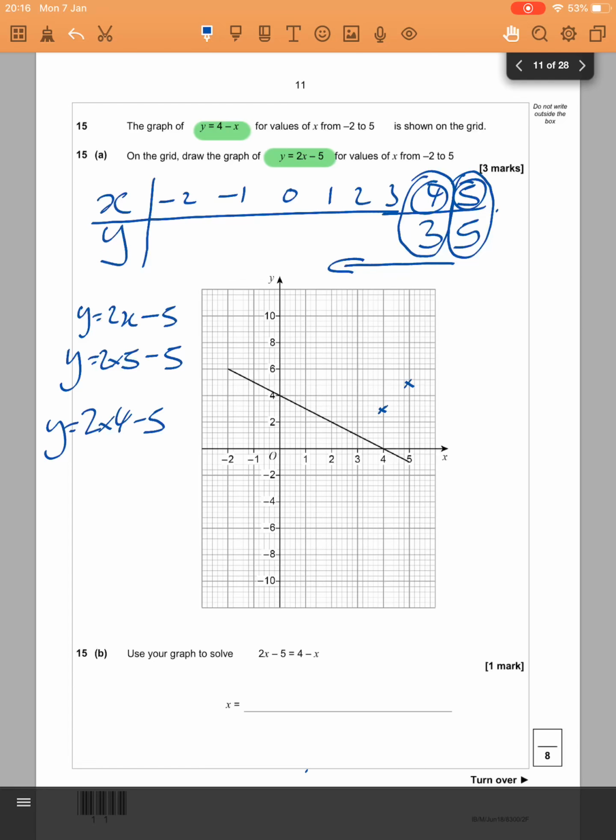Use your graph to solve this equation. Well, that's going to be where the two graphs meet, and you're looking for the value of x where the two graphs meet. That's now getting quite complex.